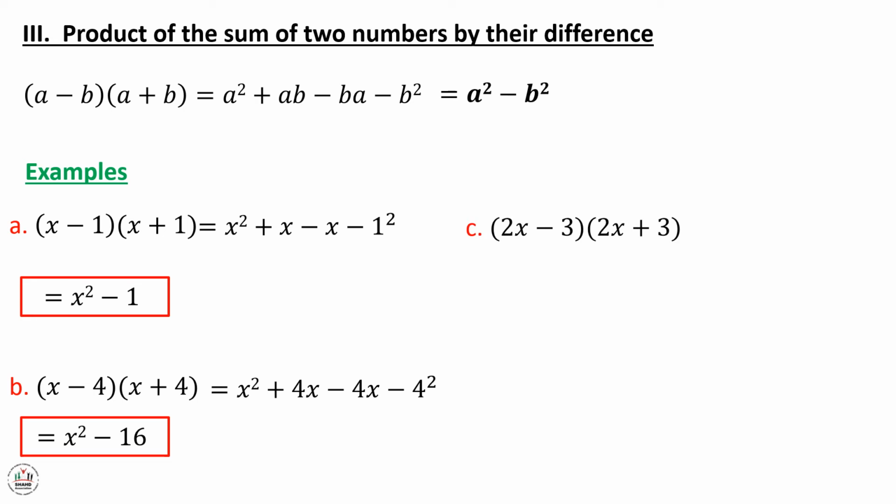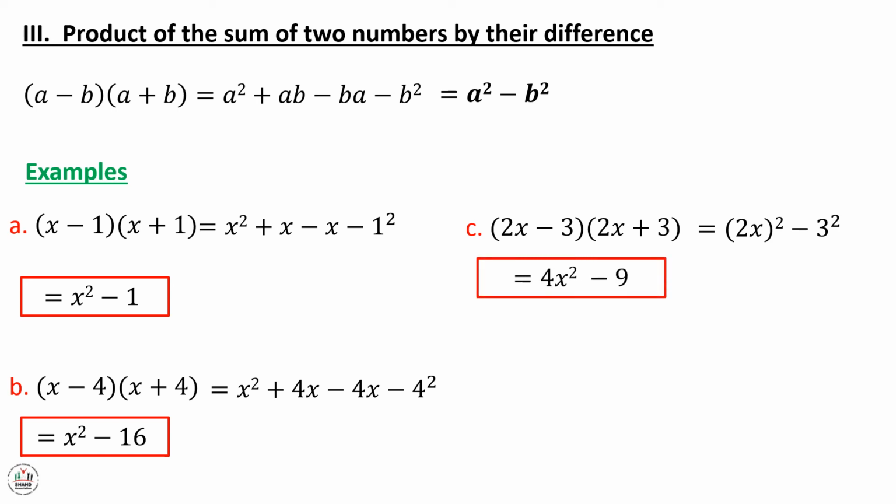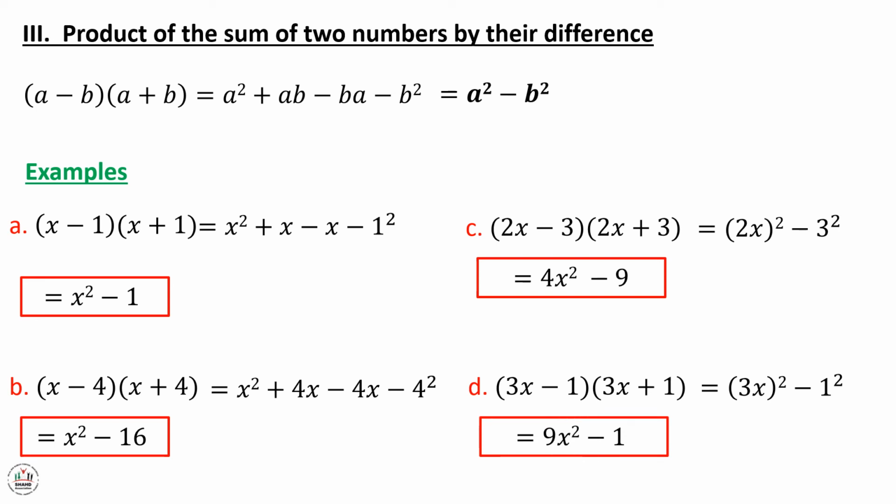2x minus 3 into 2x plus 3, again (2x) squared minus 3 squared, which is equal to 4x squared minus 9, and the final example, 3x minus 1 into 3x plus 1, it's equal to (3x) squared minus 1 squared, which is equal to 9x squared minus 1.